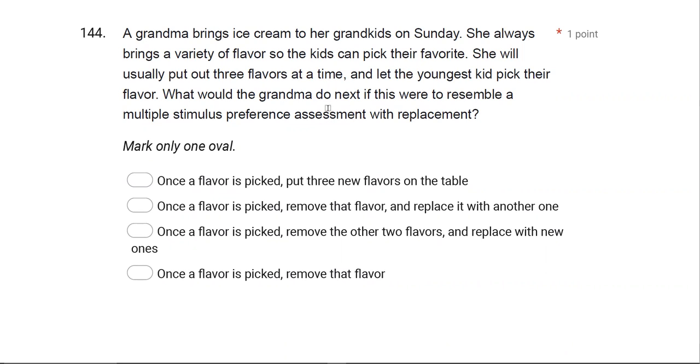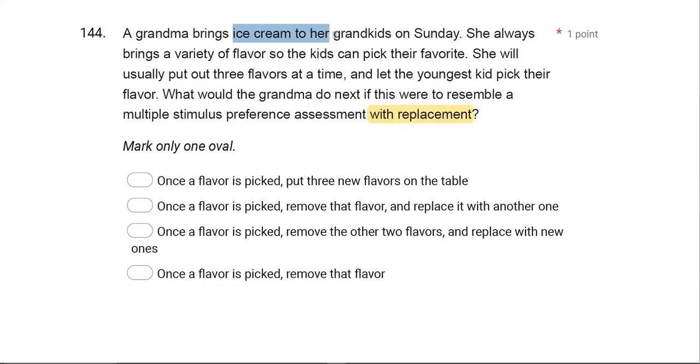So we're looking at a multiple stimulus preference assessment, and we need to apply it to this scenario. More specifically, more importantly, with replacement. So when we're thinking preference assessments, and this one tells us what you're using, but you should always ask yourself first, how many stimuli are we assessing? If it's 1, it's usually going to be a single choice. If it's 2 at a time, it's usually a forced choice or paired choice. If it's 3 or more, it's either going to be a multiple stimulus or maybe even a free operant. We already know that. So we know it's also with replacement.